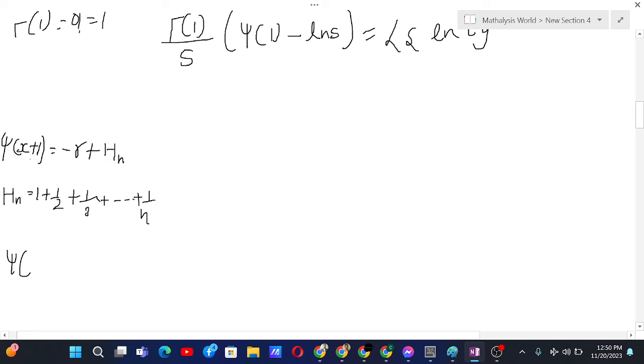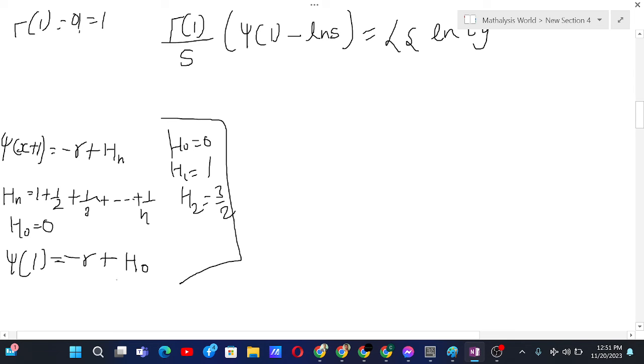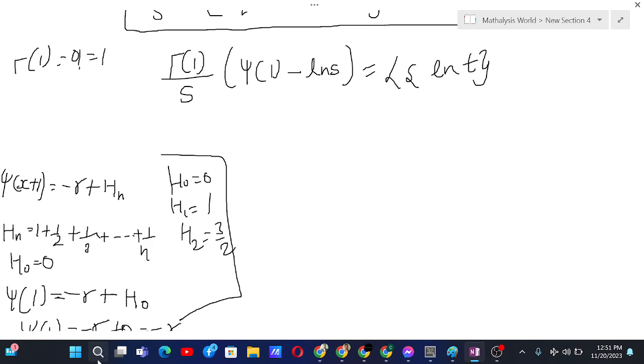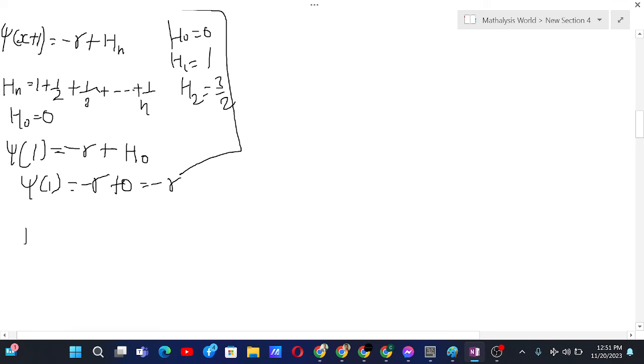So if we substitute x equals 0, digamma of 1 equals negative of the Euler-Mascheroni constant plus the 0th harmonic number. The 0th harmonic number is basically 0 itself, since we have no terms over here. If it was H1, it would have been 1. If it was H2, it would have been 3 by 2. But for H0, we have no terms, so it's 0. So digamma of 1 equals negative of the Euler-Mascheroni constant plus 0, so digamma of 1 is just negative of the Euler-Mascheroni constant.